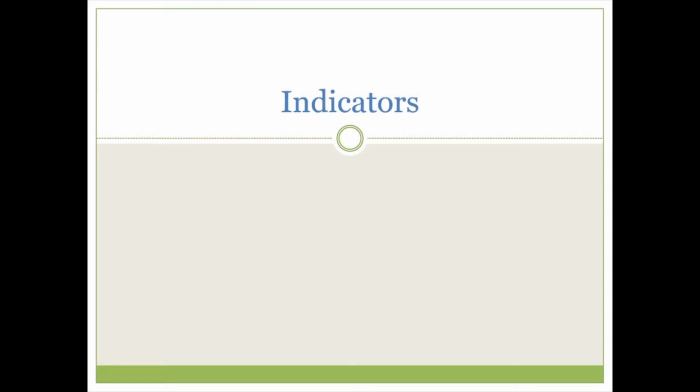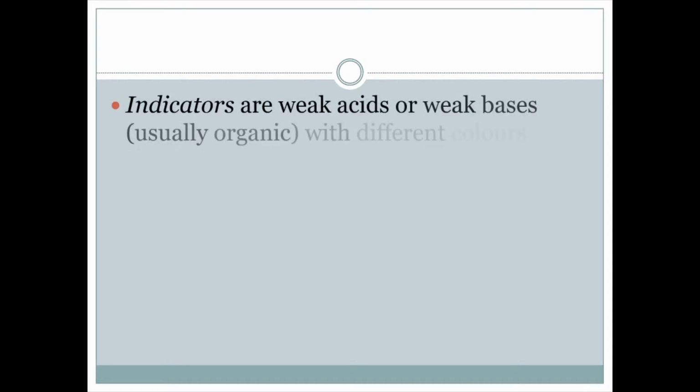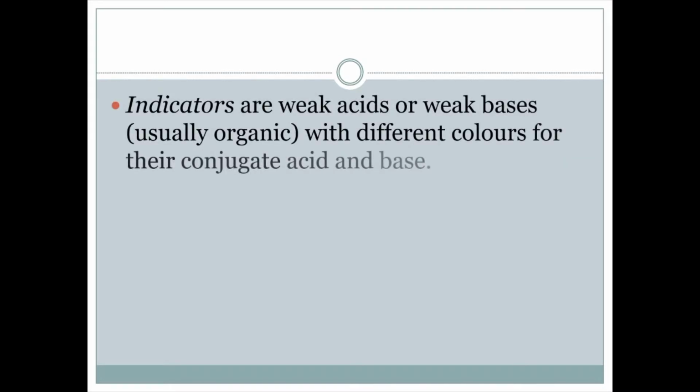This is Mr. ARocena, and on today's video we're going to be talking about indicators. Indicators are weak acids or weak bases, and they're usually organic in nature. One of the things that makes indicators really interesting is the fact that they adopt different colors depending on whether there's more of the conjugate base form or more of the conjugate acid form.